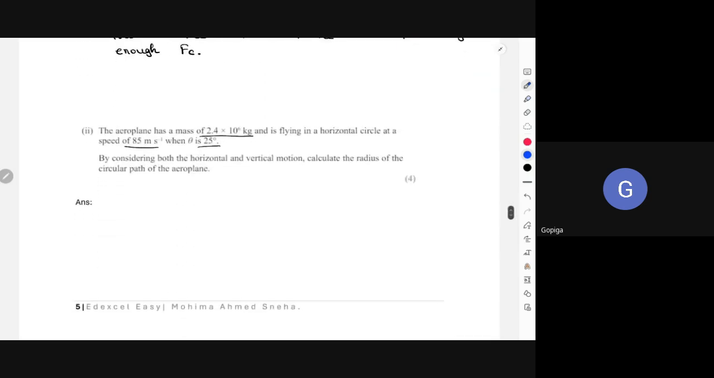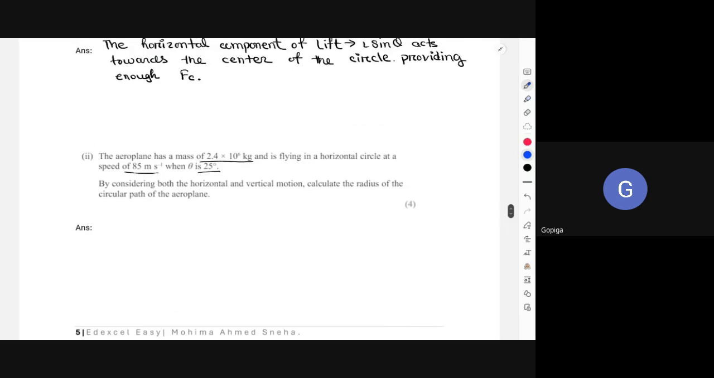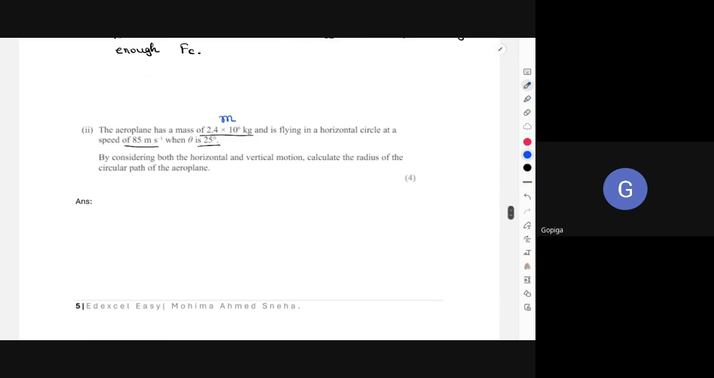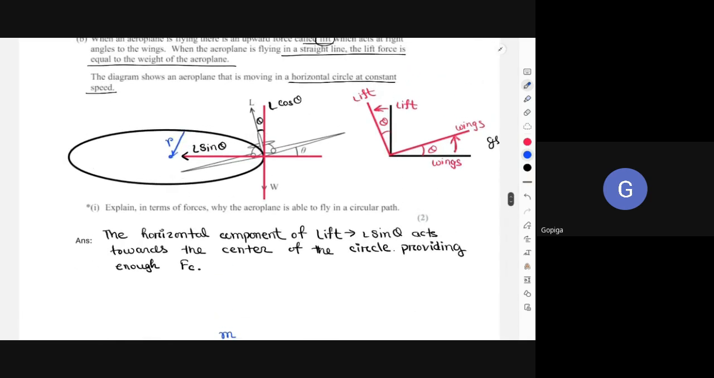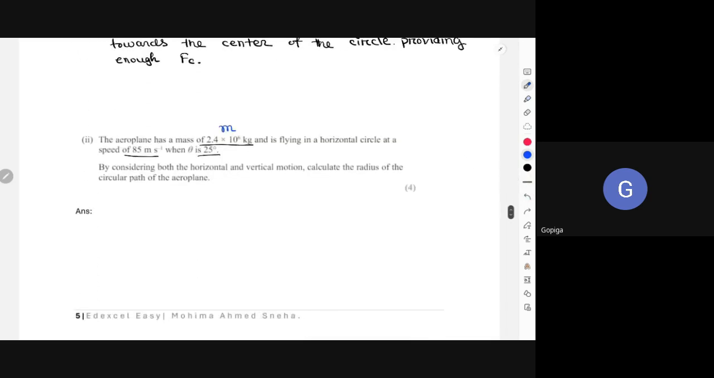I can find that radius if the mass is given. This is the mass of the aeroplane. Using this, I can find the lift, and using lift cos theta and lift sine 25 degrees, I can easily calculate the value for your radius. So let's start the working with our calculations for weight in this case. We'll first focus on the vertical component to find the lift, because L cos theta is equivalent to mg, right? We'll start resolving from the vertical component.